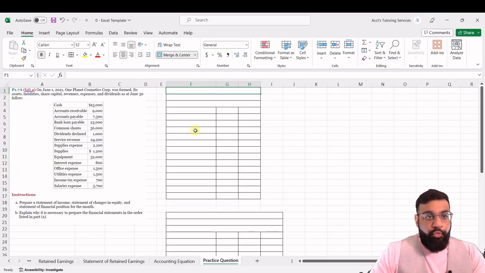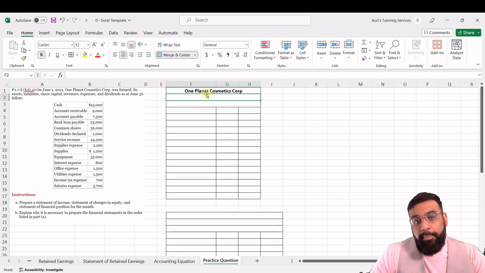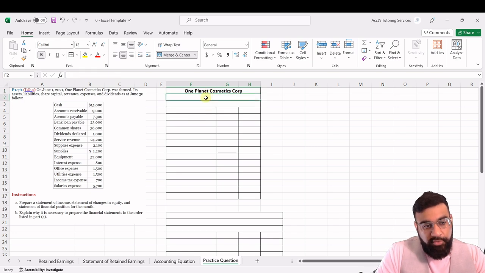All right, to start off, we're going to do the income statement first. Remember, three-part title. We have One Planet Cosmetics Corp. So remember, company name, statement name, and the date. So this is going to be the statement of income. If you wrote the income statement, that's fine as well. Don't worry about that. That's technically correct. These are different terms for the same thing.